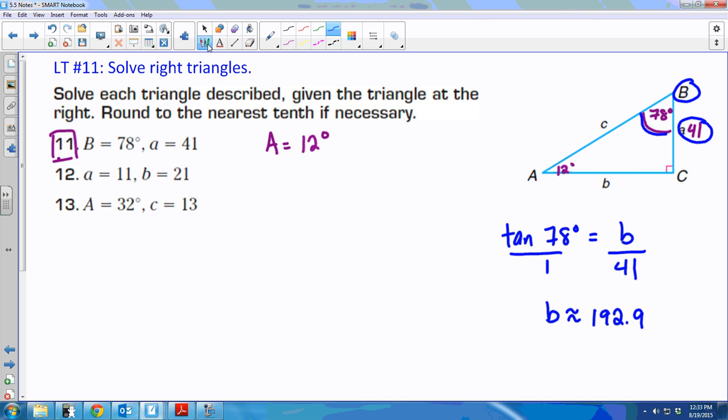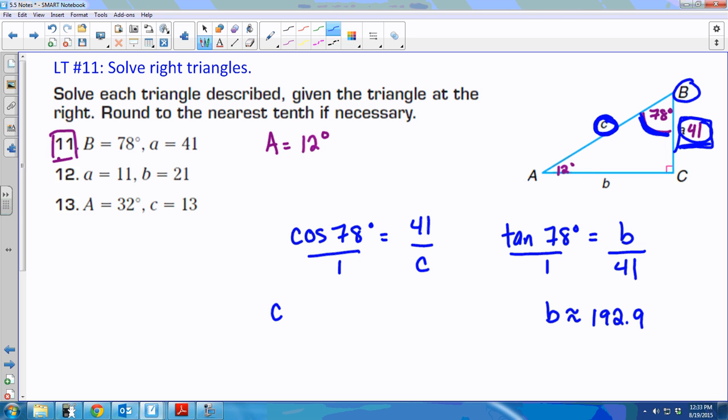So this time, I'm still going to go with what they gave me originally: the 78-degree angle and side A, and I'm going to find side C. That's not the only way to do it, that's just what I'm going to do. I've got adjacent and hypotenuse, that's cosine. They gave me the 78-degree angle and this 41 in the problem, and I'm going to find this right here. You could have used the 12-degree angle, Cyrus, and it doesn't make a difference. You could have done opposite and hypotenuse with sine and the 12-degree angle. So there's more than one option here.